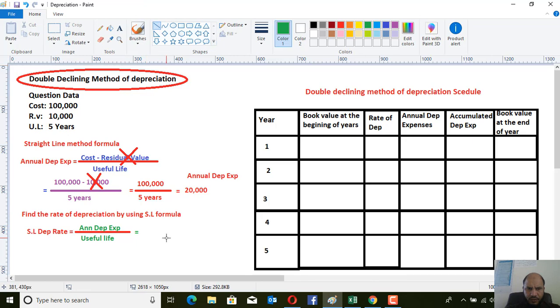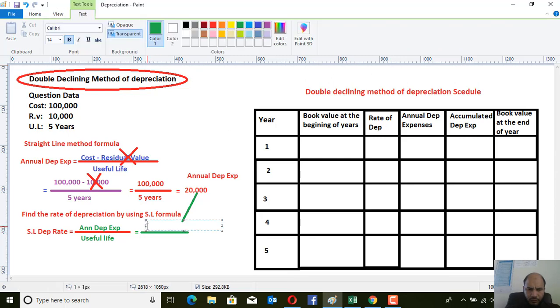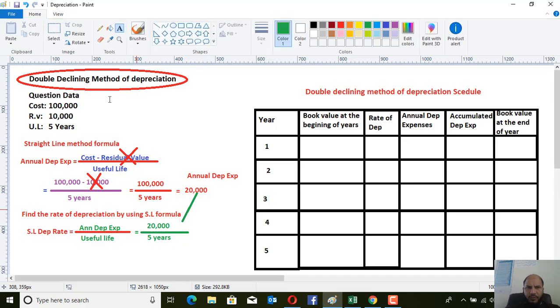Consider our annual depreciation expenses, which we have found through the formula. This is our annual depreciation expenses. So now let's put it in: the annual depreciation expenses is equal to 20,000 rupees. And what is the useful life? It is 5 years. So when we divide this upon this, it is equal to, let's use the calculator.